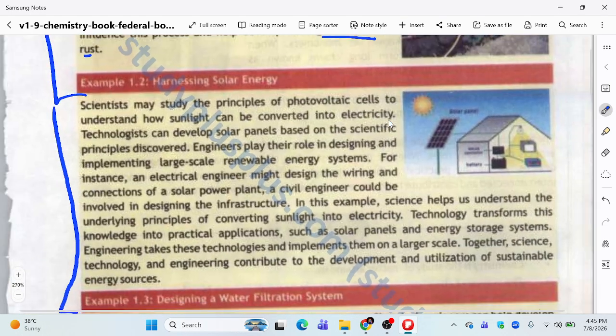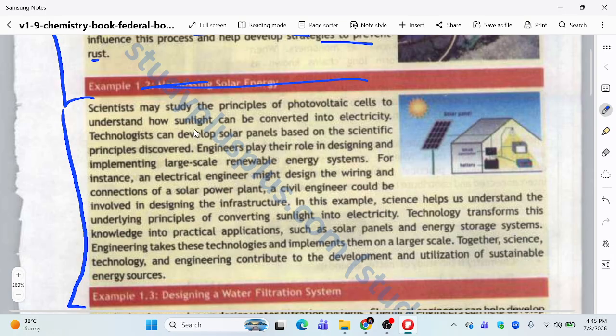Then let's go onwards to harnessing solar energy. This is the easiest topic. You guys see, oh my gosh, it's so big. It's the easiest. Scientists may study the photovoltaic cells. Over here is a solar system, for example, and over here there are these cells, but they are too small. These are photovoltaic cells. They absorb the energy of the sun and convert it into electricity. This is easy. You say scientists study the photovoltaic cell, which converts sunlight to electricity. Technologists develop the solar panel. Engineers design it and implement it. Half of it is done.